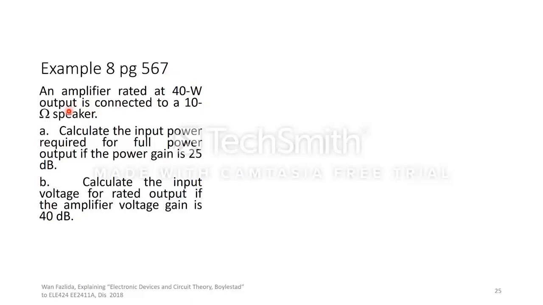Okay, a 40 watt output is connected to a 10 ohm speaker. Part A: calculate the input power required for full power output if the power gain is 25 dB. Part B: calculate the input voltage for rated output if the amplifier voltage gain is 40 dB.